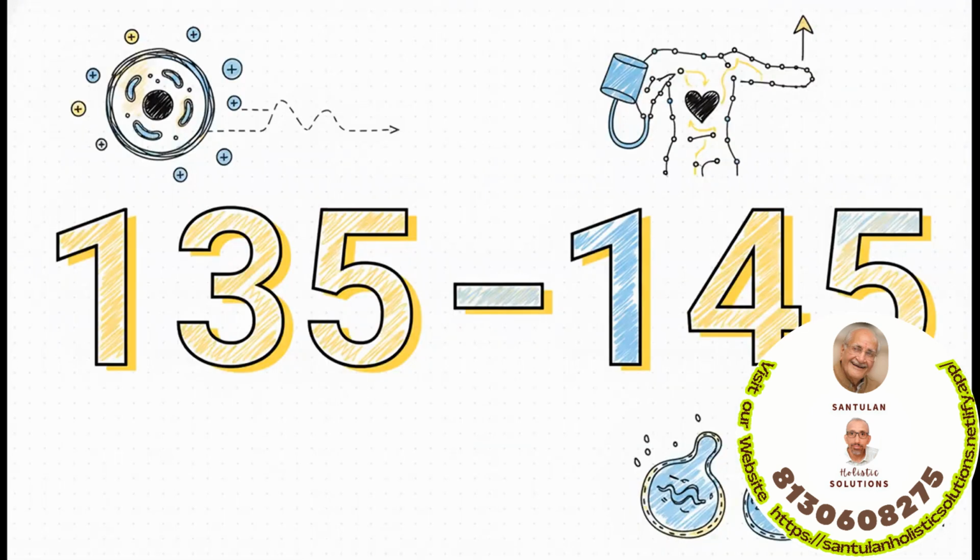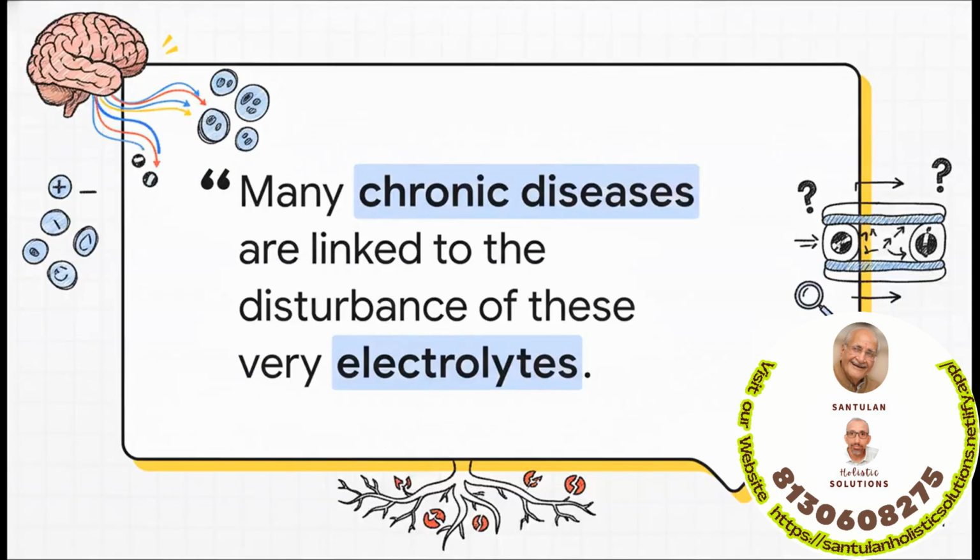Let's just take sodium as an example. Its normal range in our blood is incredibly tight, between 135 and 145. Now, if that number just creeps up a little bit, a tiny hairline deviation, it can lead to major problems like high blood pressure and fluid retention. It just goes to show you, a tiny change at the chemical level can create a massive problem for the whole system.